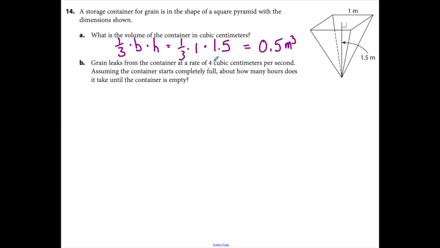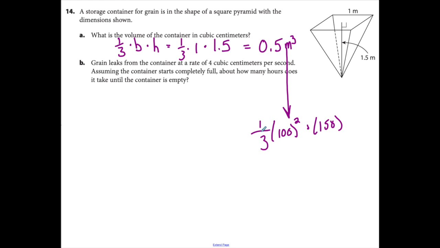Now, this is where it gets tricky. Grain leaks from the container at a rate of 4 cubic centimeters per second. Assuming the container starts completely full, how many hours does it take until the container is empty? This is a difficult question. To help, we need to take this meters cubed and turn it into cubic centimeters. So I'm going to approach this in a different way. Instead of this being a meter, I'm going to look at it all in terms of centimeters. So that's 100 centimeters, and this is 150 centimeters.